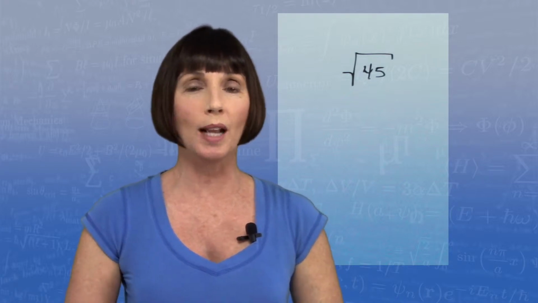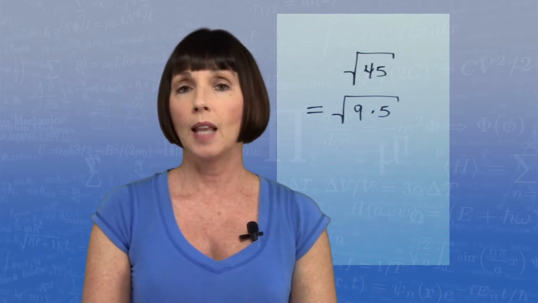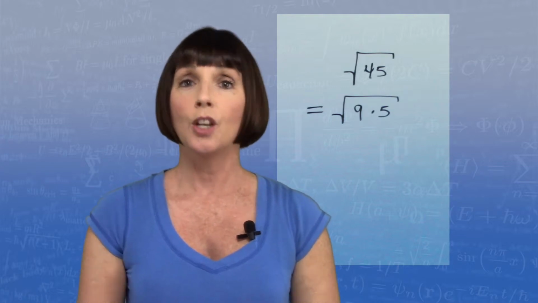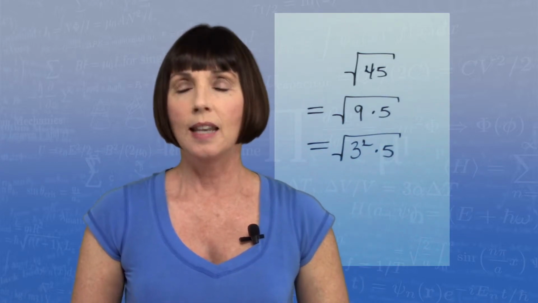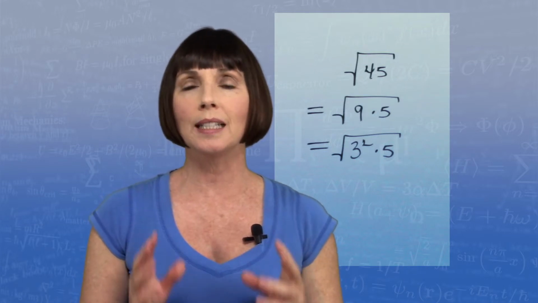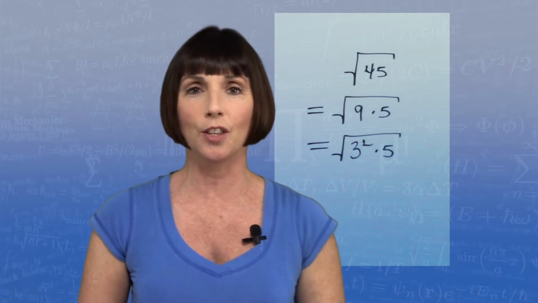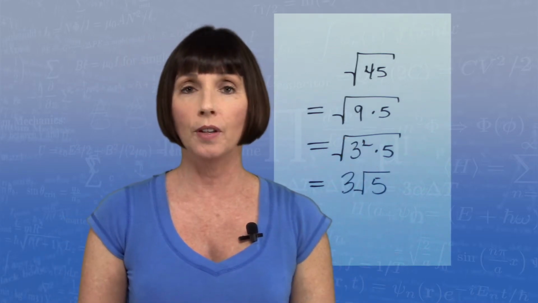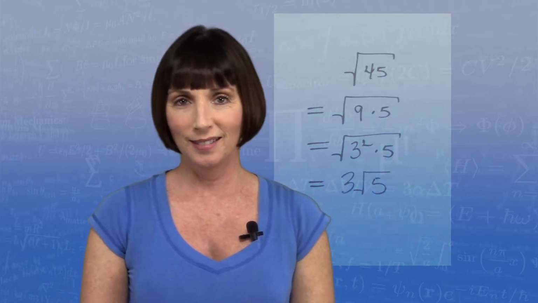So I'm going to rewrite this as the square root of 9 times 5. Now I'm going to rewrite 9 as 3 squared. So I get the square root of 3 squared times 5. Now, the square root of 3 squared is just 3. Again, those two operations cancel each other out. So I'm left with 3 times the square root of 5. That is the simplified version of the square root of 45.